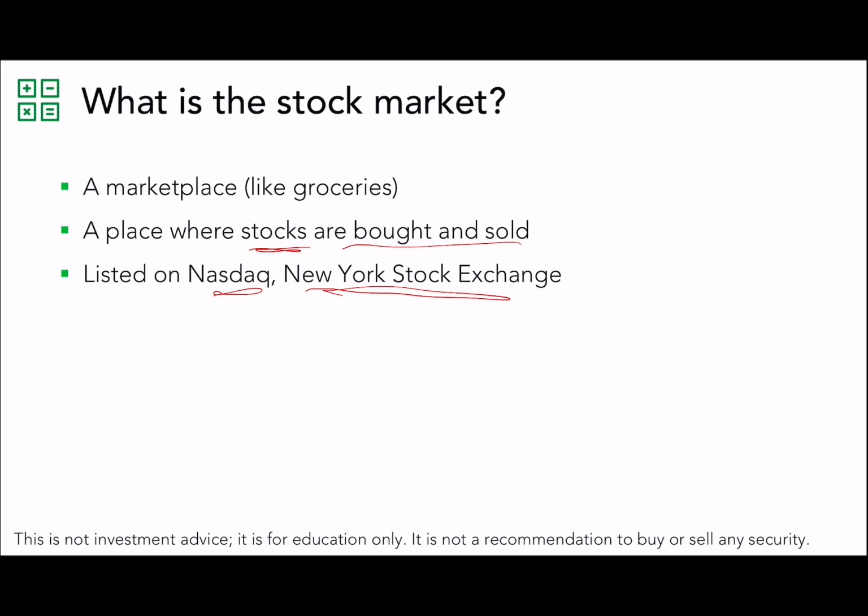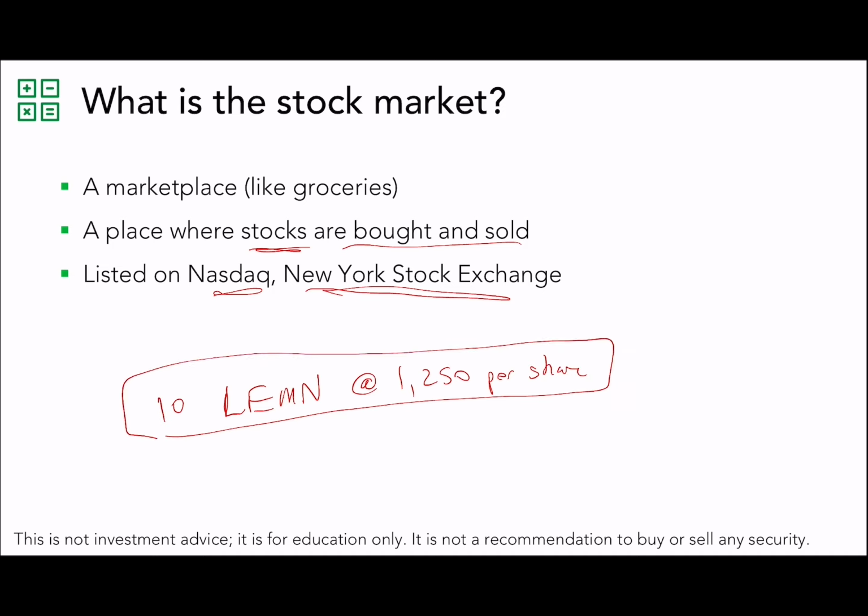These are places where stocks are listed for sale, and brokers, so TD Ameritrade or Fidelity or Vanguard, can go out to these exchanges and buy or sell stocks on behalf of their clients. So in this case, let's say Mike has an account with Fidelity. So Mike's going to go to his Fidelity login and say he wants to buy 10 shares of LEMN at $1,250 per share.